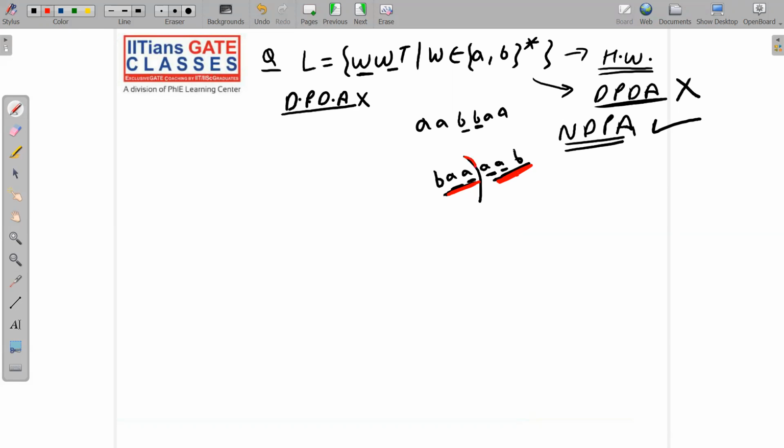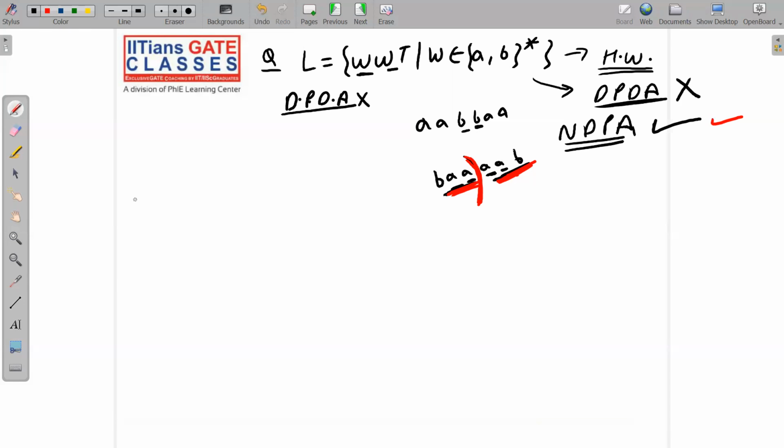So we have to guess the middle part, or guess where W ends and W transpose starts, and this guessing is done with the help of an NPDA, or non-deterministic push down automata. Let me construct the NPDA for it and show you the delta moves. The main advantage with delta moves is that you will be able to easily recognize that it is an NPDA.